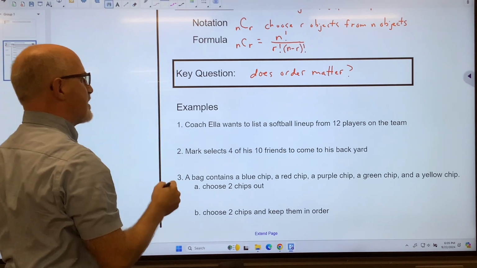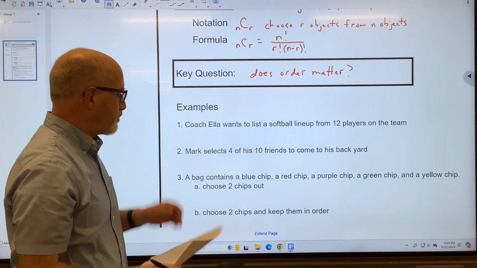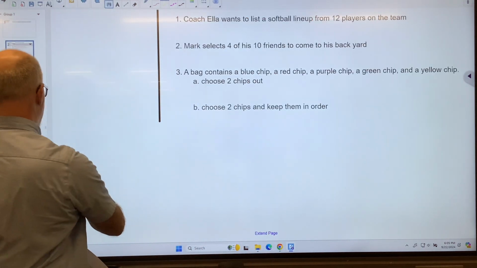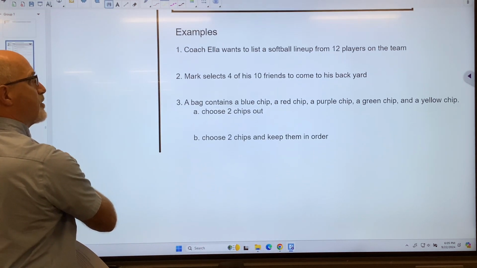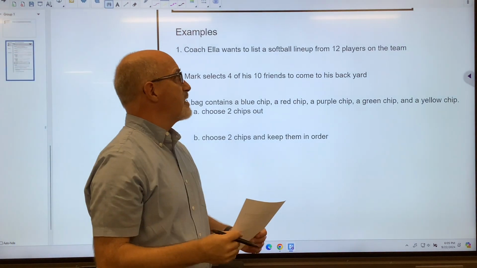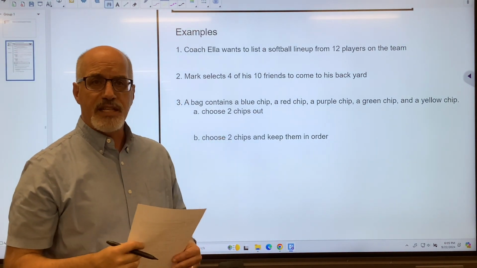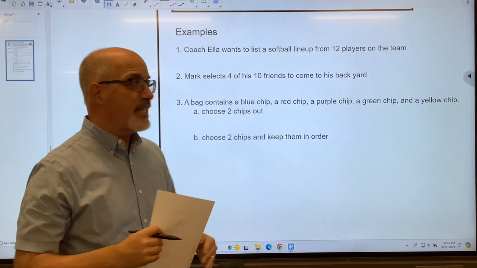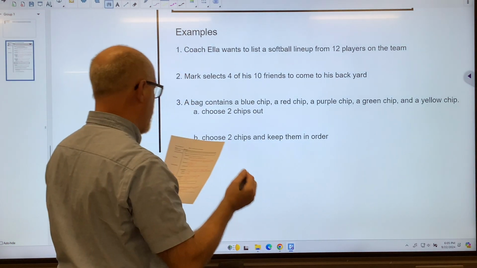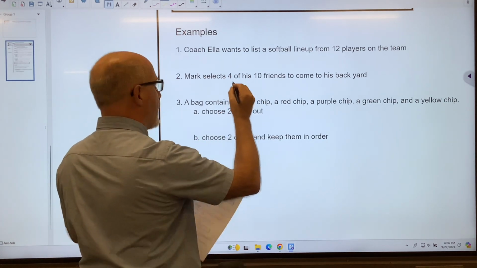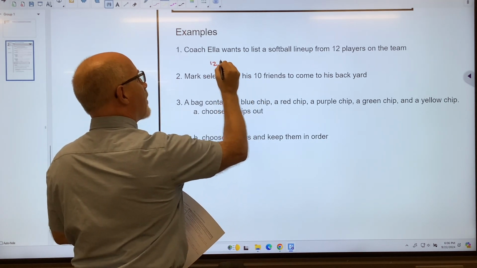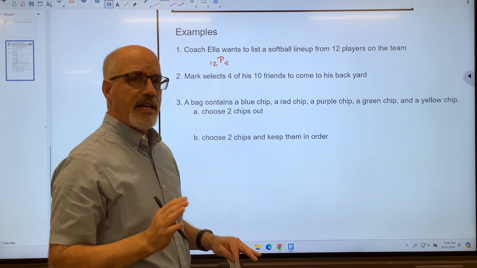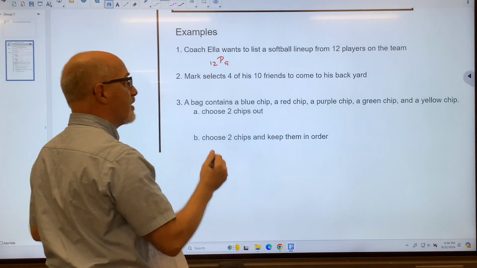All right, let's try this now. Let's do a few examples here. Okay, so Coach Ella wants to list a softball lineup for 12 players on the team. So that order does matter. There are positions on the team. So when we do this, we want to use a permutation for it. So it's going to be 12 permutation, and we're going to select 9. We'll do it without a designated hitter, just 9 position players on the field.